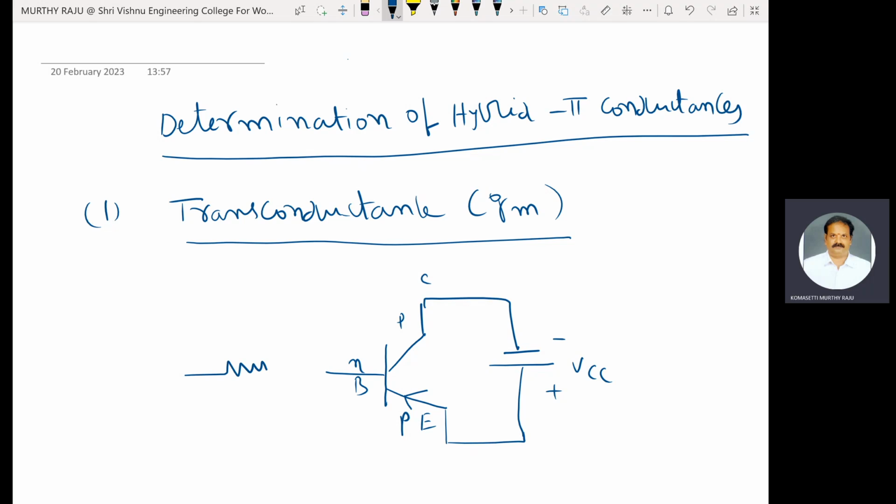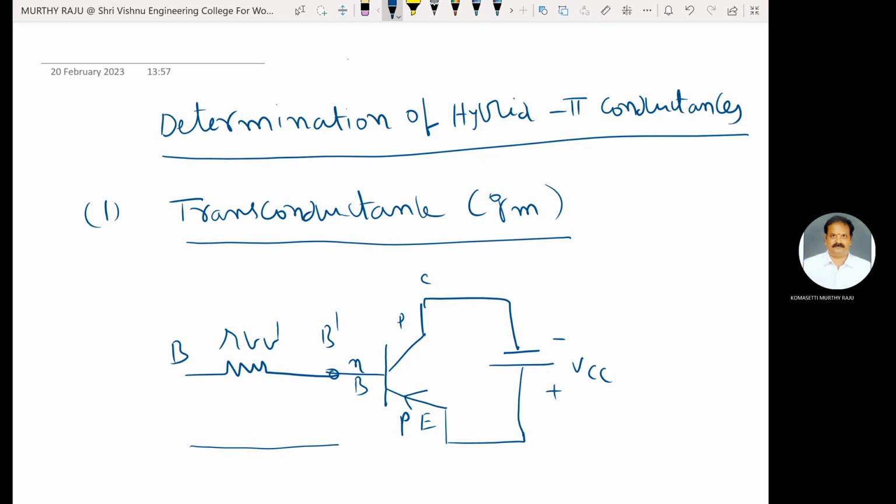This one is some resistance rbb dash. This one is B dash, the virtual base terminal, and this B is the physical base terminal. This one is emitter. Common emitter configuration. The emitter base junction is forward biased and the collector base junction is reverse biased. Reverse bias means P is connected to the negative of that VCC.